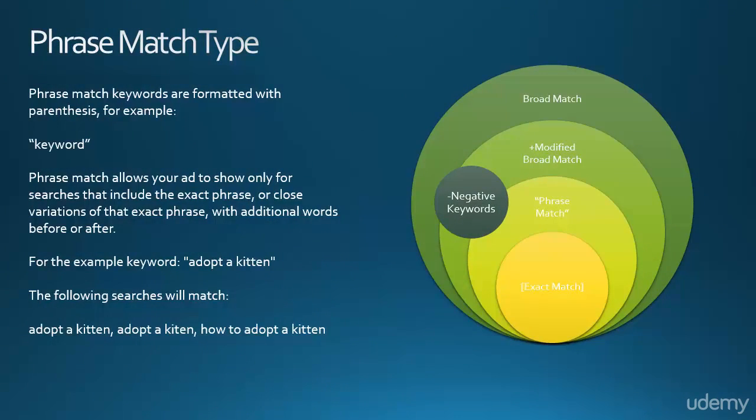Moving on to phrase match. These are formatted with parenthesis or speech marks on either side of the keyword. Phrase match keywords allow your ads to show for specific searches that relate to that exact phrase or close variation, but they do also allow you to have additional words before and after. For the example, again, of adopt a kitten, this time phrase match, the following searches will match: adopt a kitten and how to adopt a kitten.